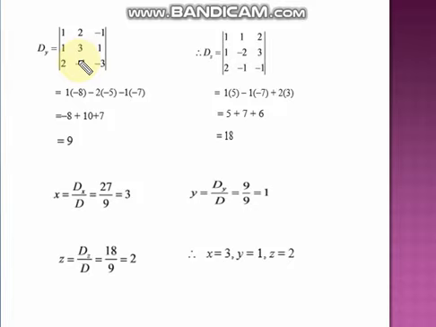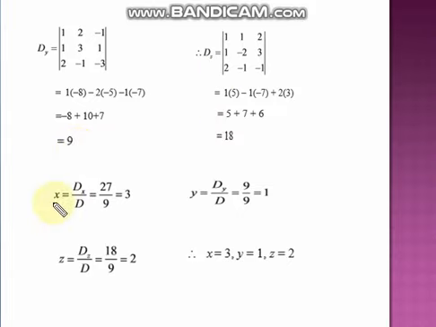So dy you can obtain by replacing the second column with the right hand side, and dz you can obtain by replacing the third column with the right hand side. Once you get dy and dz, you can evaluate them. The value of dy is 9, the value of dz is 18.